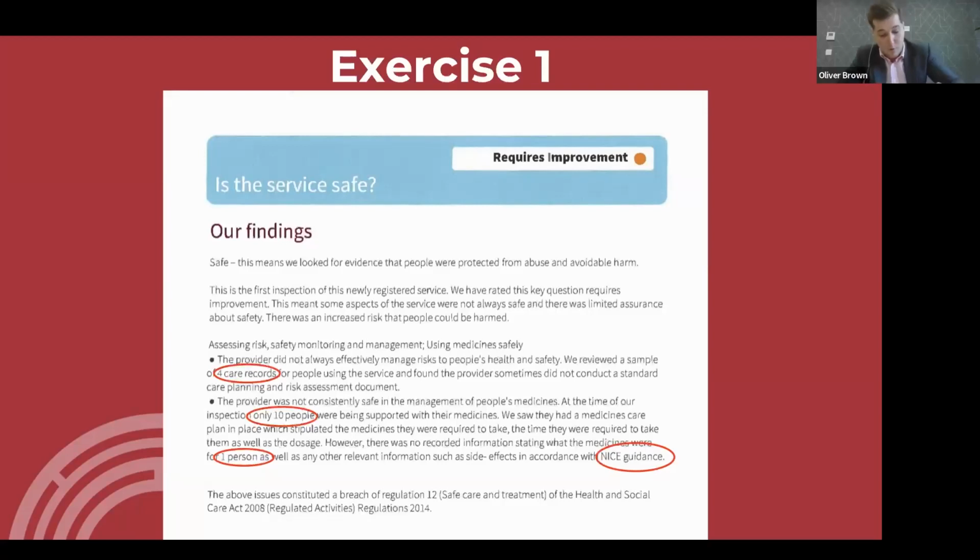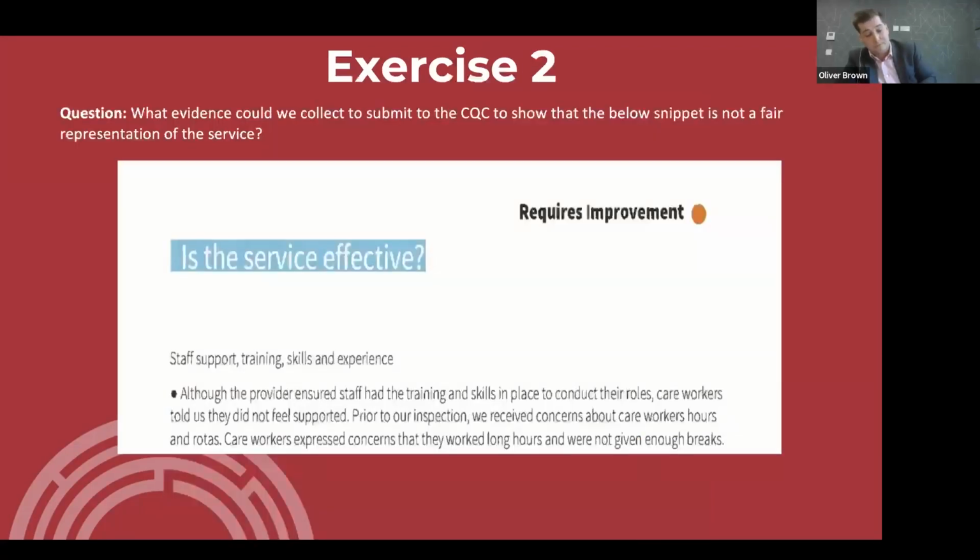So if we can just move on to the next one. There'll be a question on screen here that is what evidence would we like to submit to the CQC to show that the below snippet is not a fair representation of the service. Obviously that bullet point there is critical of the service. Which is sort of an open question to everyone here as participants today. What sort of things would you think of that you would like to raise?